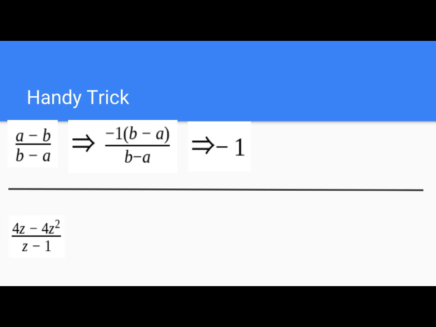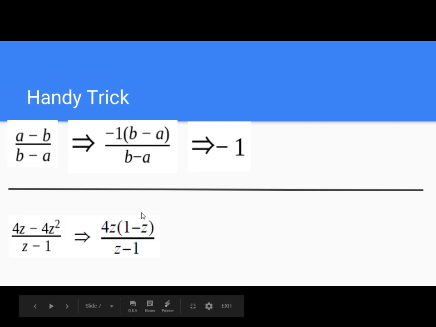So if you have 4z minus 4z squared over z minus 1, we want to factor this. We can look at that numerator and say, well, I can divide a 4 out of both of those, and I can divide a z out of both of those. And so I'd be left with a 4z and 1 minus z in parentheses. So I could factor out the 4z. The 1 minus z and the z minus 1 are almost the same. We'd love to be able to cancel those to 1 and divide those away, but it's not quite there.